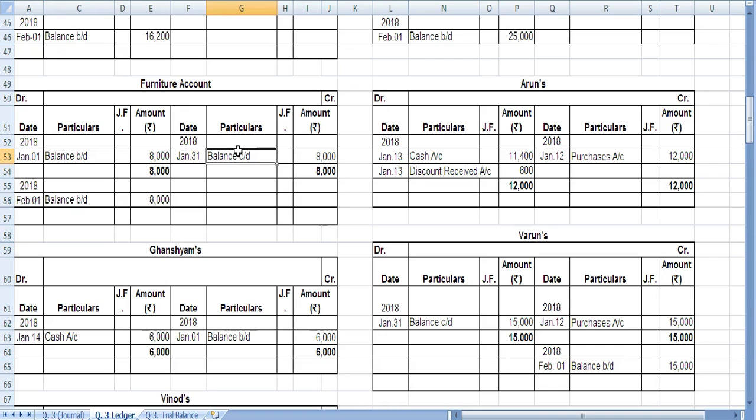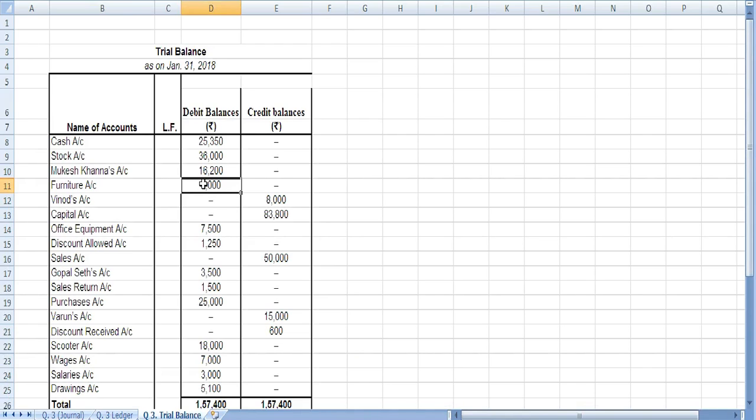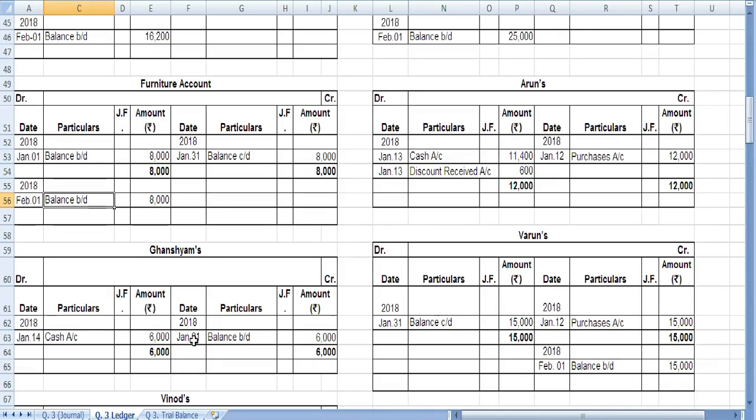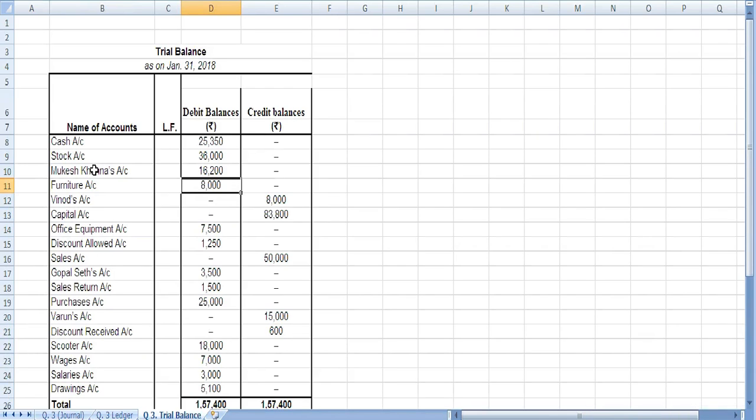BD will go on the debit side, and CD will go on the credit side. But to not get confused, just do the straight post. This has become the opening of February 1, and it is on the debit side, so the furniture will go on the debit side. Like this one, Ghanshyam has no CD, so we have not written any Ghanshyam here because all the payment has been made.